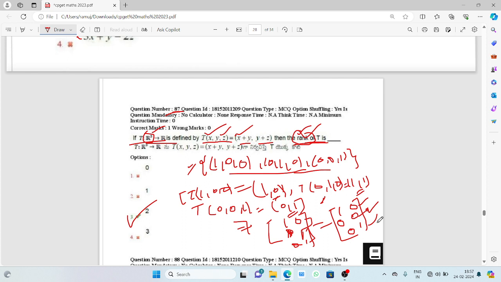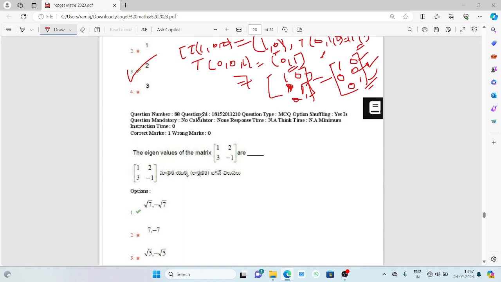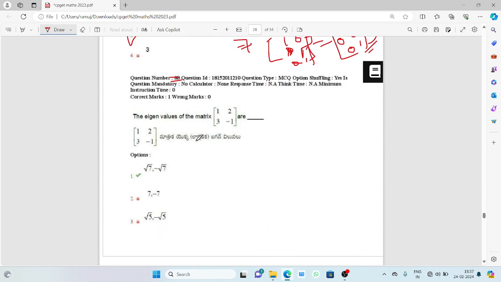So we just proceed this way, using whatever condition he provided in the given question. Okay, the 88th question is the eigenvalues of a given matrix. He provided one matrix and he is asking for the eigenvalues. So this is a simple one.